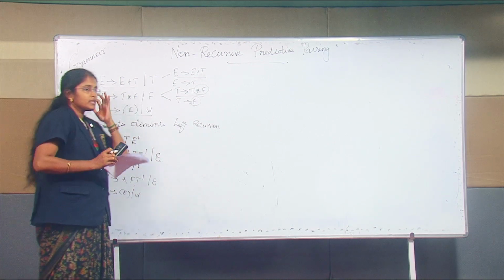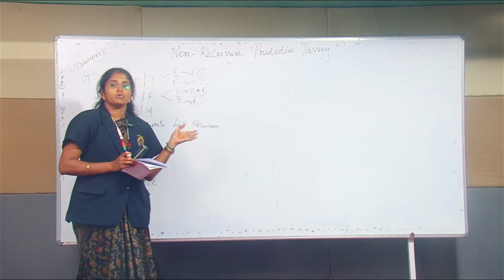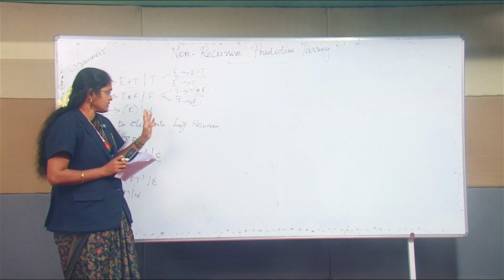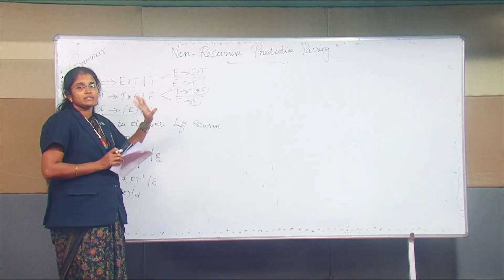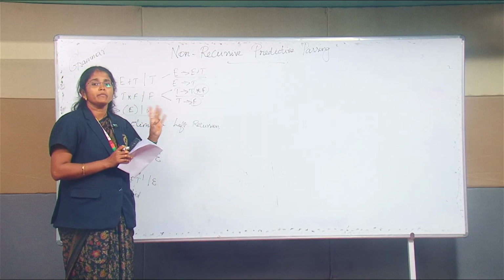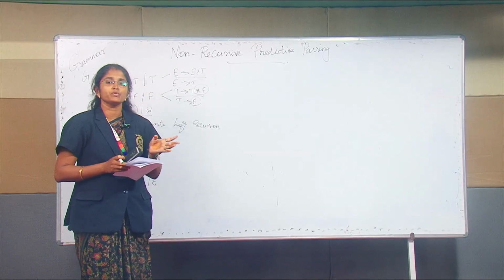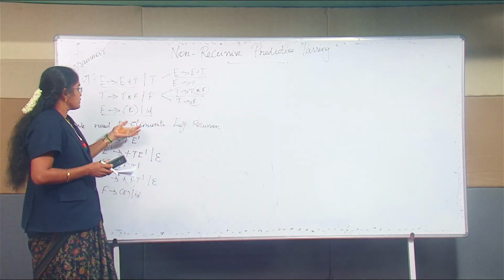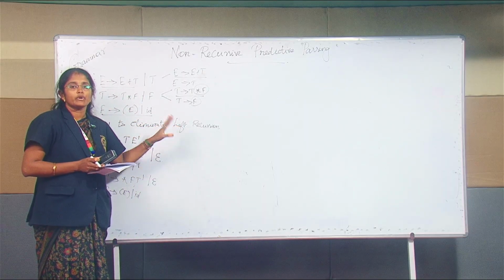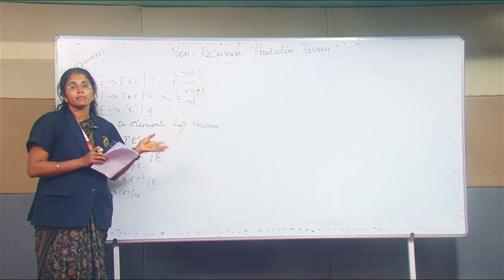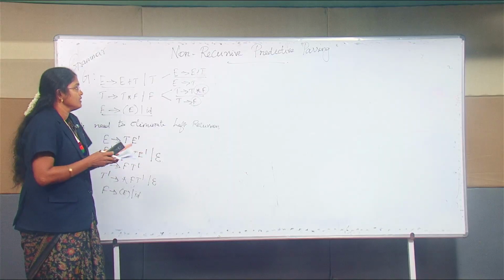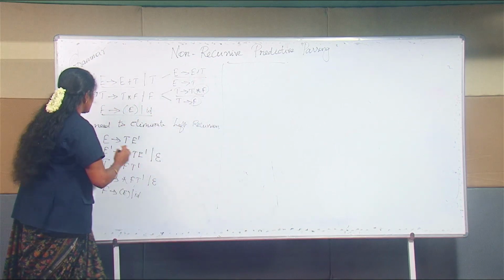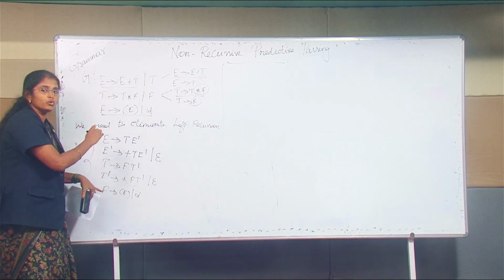Whatever parsing you are going to perform, initially we need to eliminate the left recursion. If the grammar is left recursive, then it will be an ambiguous grammar, and an ambiguous grammar does not give proper parsing. So we need to eliminate the left recursion to make it an unambiguous grammar for smooth parsing. After eliminating the left recursion, this is the set of grammar on which we are going to do parsing.